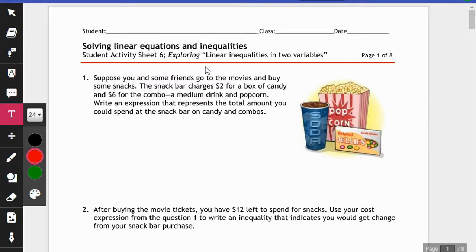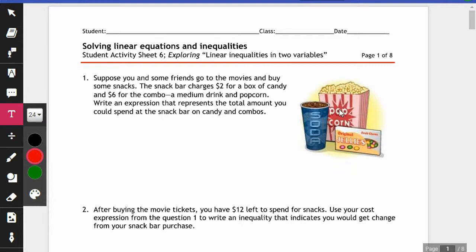All right. This is the last Unit 8 assignment that I could see, Lesson 4. It's about linear equations and inequalities in two variables. Two variables means two things can change. So for example, we've got friends going to the movie. We can buy boxes of candy, right? Or you can buy a combo, a medium drink and popcorn. So you can buy candy or the drink and popcorn combo. And there's a bunch of people, so we might buy multiple candies and multiple popcorn combos.